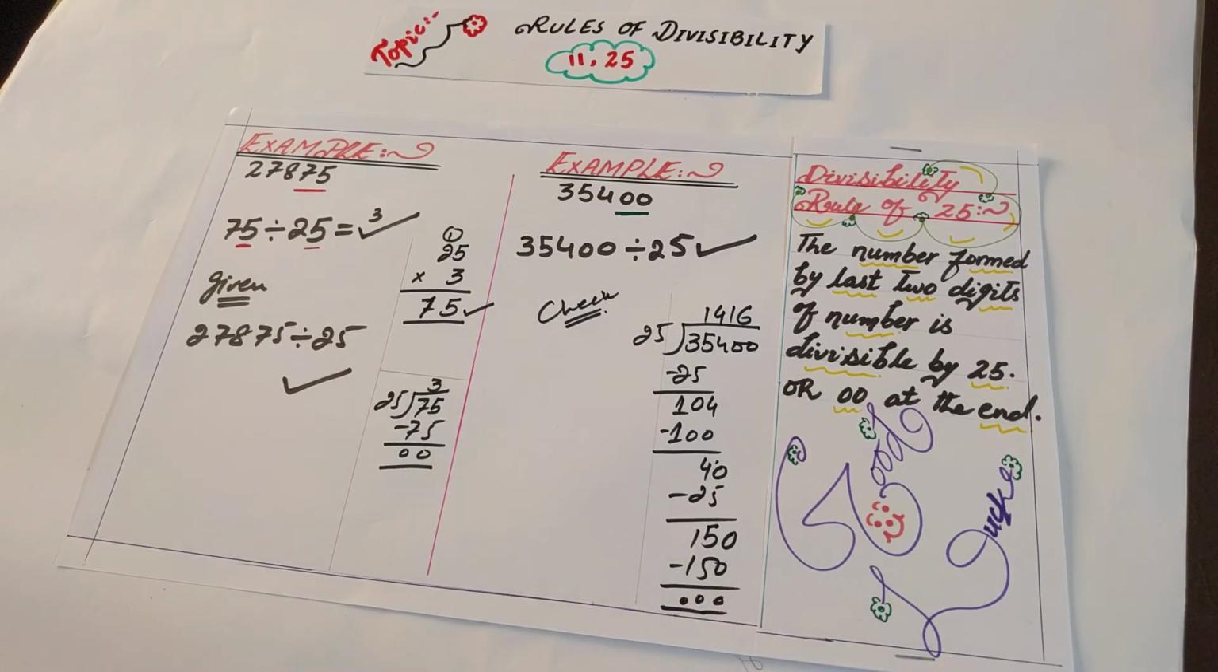Got it? So it's very easy to check whether the given number is divisible by 11 or 25 by using these rules of divisibility. So do the practice. You can choose any bigger numbers by yourself to check the divisibility by 11 and 25, or you can take examples from your book as well.